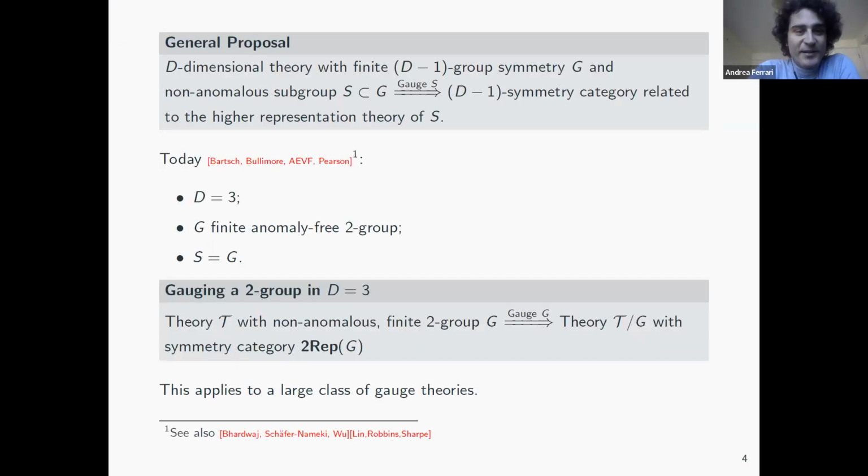And in particular, I will focus in this talk on a special case of this phenomenon. So I will work in 3 dimensions, take a finite anomaly-free 2-group G and gauge the whole group. And what I'd like to show is that gauging a 2-group in 3D leads to a 2-fusion category, a symmetry fusion category that is the symmetry category 2Rep G. And moreover, I want to show that this applies to a large class of gauge theories.